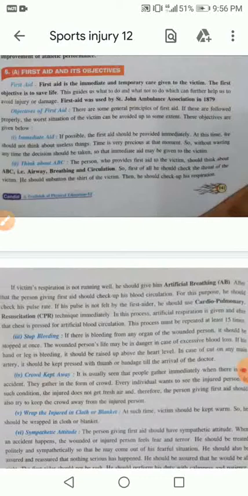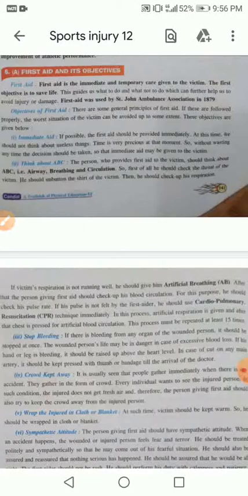Okay, first is immediate aid. Second is think about ABC: airway, breathing, and circulation. First, check the breathing and the airway. For this, unbutton the shirt. Check his respiration. If there is no respiration, give artificial breathing.